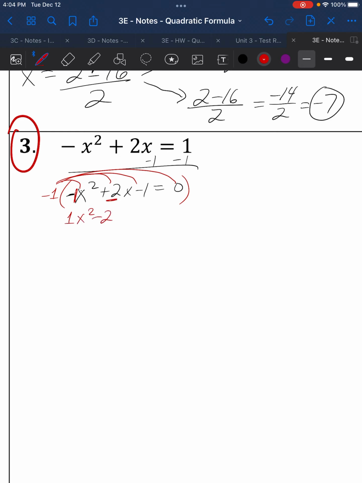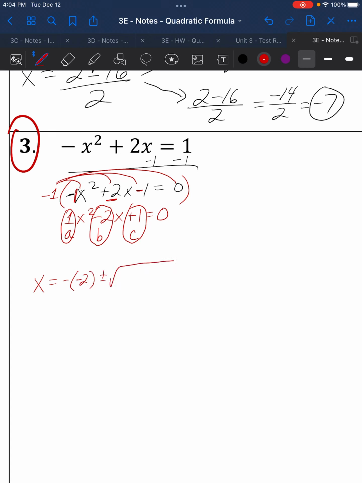So negative 1 times 1 is 1. Negative 1 times 2 is a negative 2. Negative 1 times a negative 1 is a positive 1. And negative 1 times 0 is still 0. So really I just changed the signs on all the terms. So now I like my a being positive, 1. For b, I don't really care what it is, just got to have a number. And c, again, I don't really care what it is, it just has to be a number.